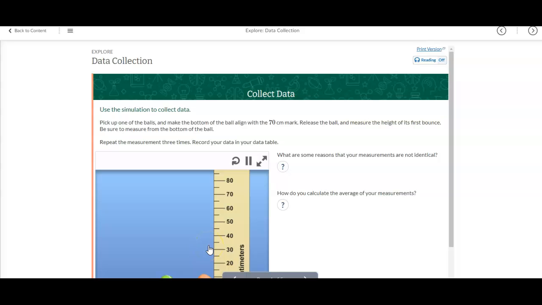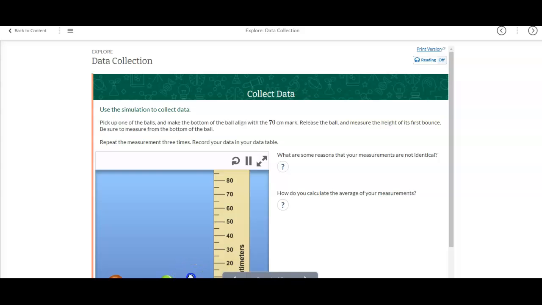So you repeat that 3 times and record it on your data table. So you can do that if you're going through the lesson. If we lift it up again, it doesn't bounce. So all 3 trials, you should get 0. Okay, this is the ping pong ball. Oh, we have to move this clay out of the way. Ping pong ball, so 70.